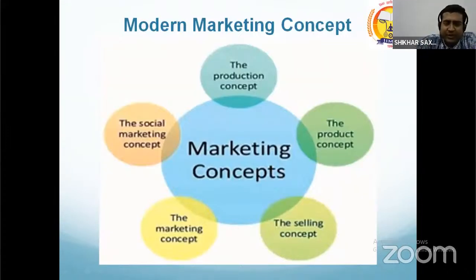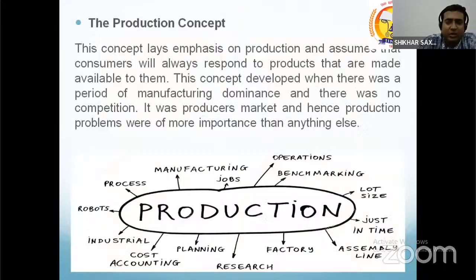Modern marketing concepts. There are basically five modern marketing concepts which we can relate to. First one is the product concept. Second one is the selling concept. Third one is the marketing concept. Fourth one is the social marketing concept, and the last one is the production concept.